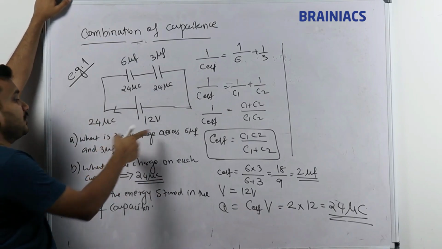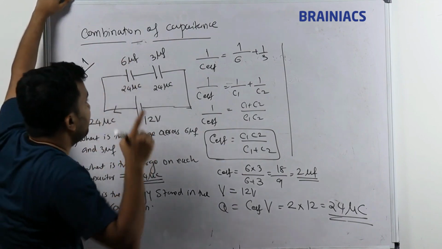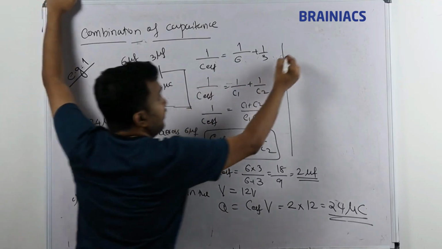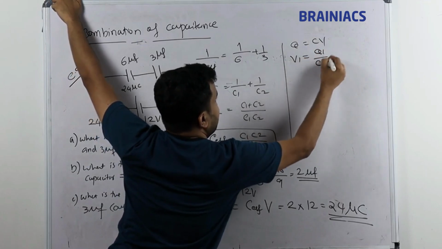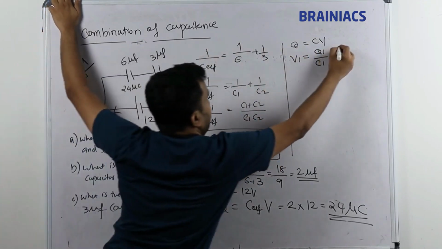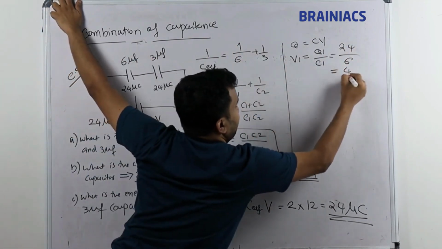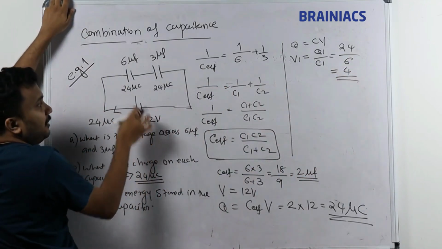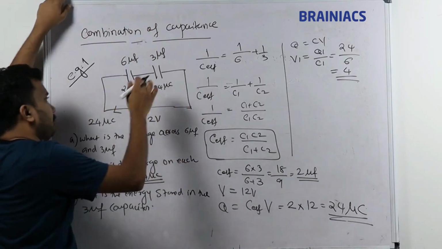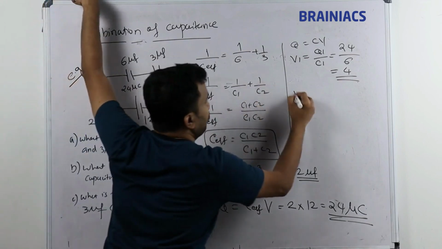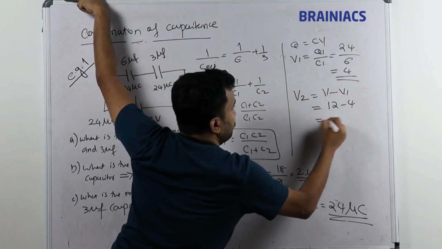Next, what is the voltage across 6 microfarad and 3 microfarad? Here the capacitance values are given. How can I find the charge value? I know Q is equal to CV. Now V1 is equal to Q1 by C1. What is Q1? 24 microcoulomb. What is C1? 6 microfarad. So how much will I get? 4 volt. 12 is given, 4 will be used here. What is the balance? 8 volt. So I can say V2 is equal to V minus V1, so 12 minus 4, which is equal to 8 volt.